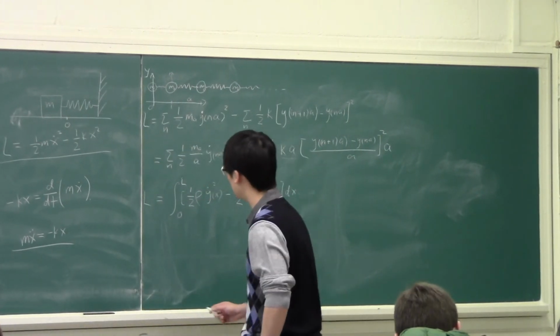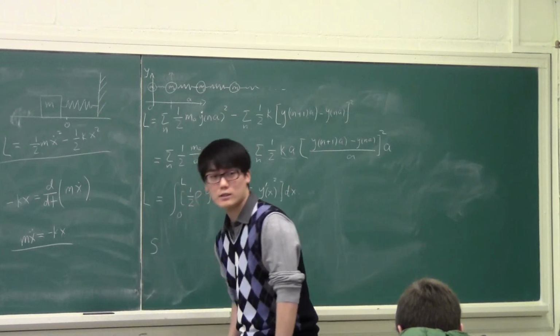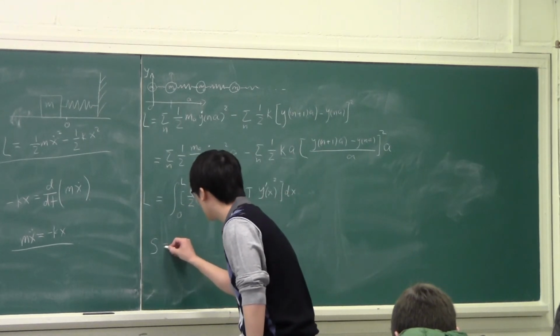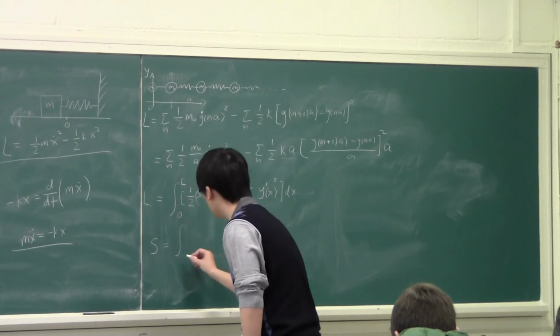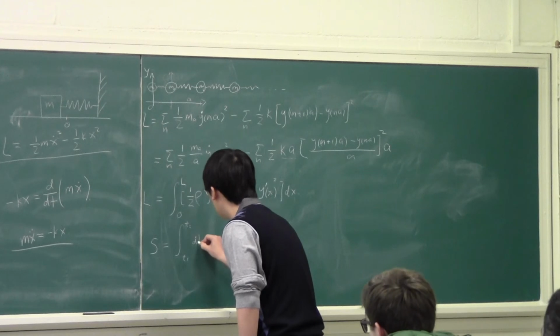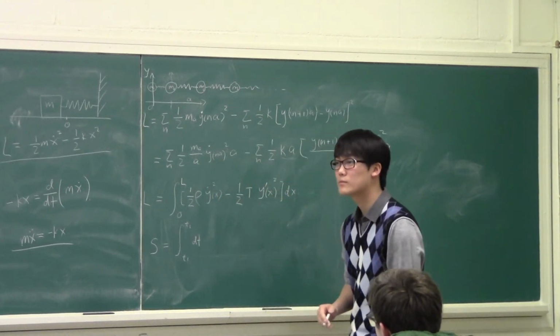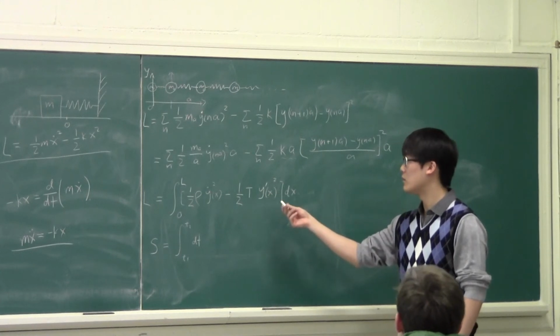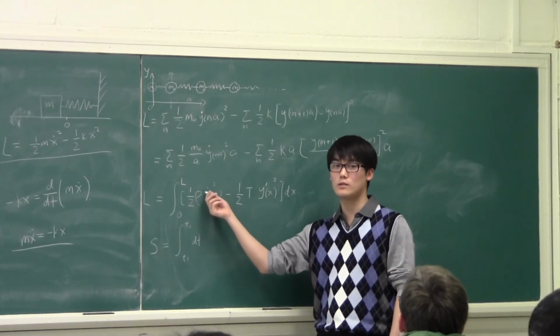So let's write down the action. The action is nothing more than the time integral of the Lagrangian. So we're going to integrate from t1 to t2. Can you explain where the t dependence comes in the previous line? Wait, did this depend? No, there's a time dependence, right? Oh, the y dot. Right, the y dot.